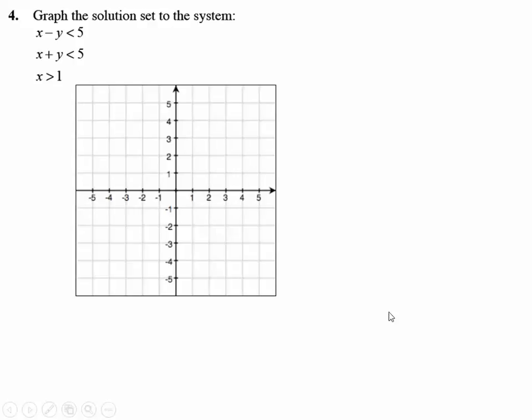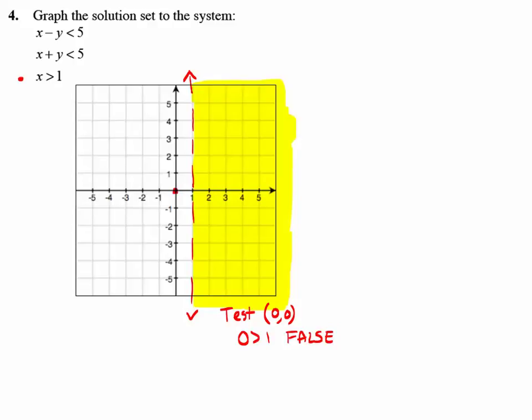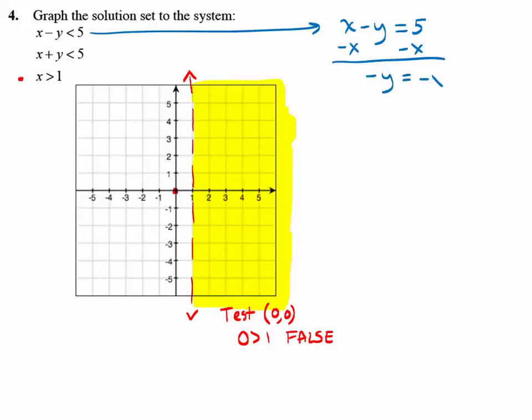Alright, I'm going to go for it here. So I'm going to graph the x greater than 1 first. That is a vertical line going straight down. And since it's greater than, I could pick a test point if I need to. 0, 0 would do it, but it turns out to be a false statement, so how about shading off to the right? Then I go with the next one here, solving this guy for the y variable.